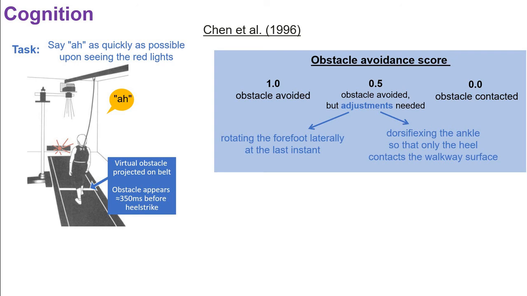Performance was assessed using an obstacle avoidance score. A score of 1 was given if the participant completely avoided stepping on the projected line. A score of 0.5 was given if the obstacle was avoided, but gait-perturbing adjustments were needed. Examples of observed adjustments included rotating the forefoot laterally at the last instant, and dorsiflexing the ankle so that only the heel contacted the walkway surface.